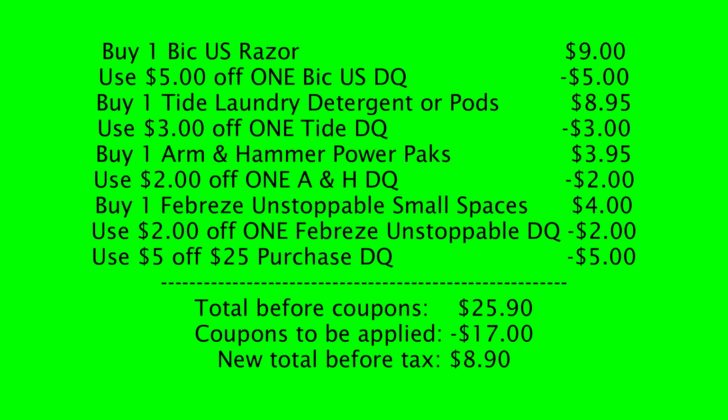Then you're going to buy 1 Febreze Unstoppable Small Space for $4. It has to be the Unstoppable. You're going to use that $2 off 1 Febreze Unstoppable digital coupon. And then, of course, you're going to want to make sure that $5 off $25 is definitely clipped to your account. The cashier is going to ring up all of your items. Your total will come to $25.90. Then you're going to want to enter your telephone number at the keypad.